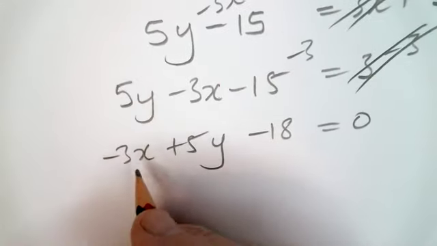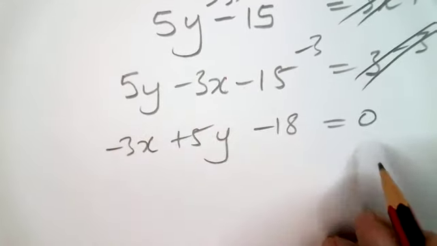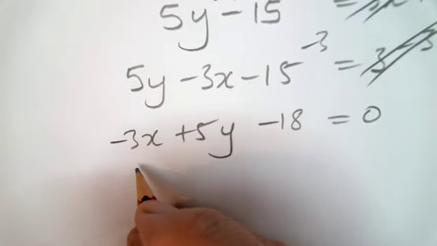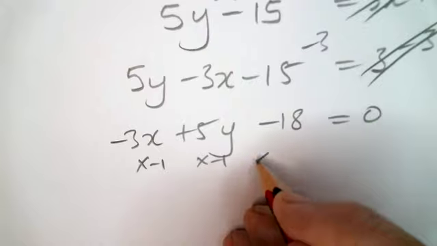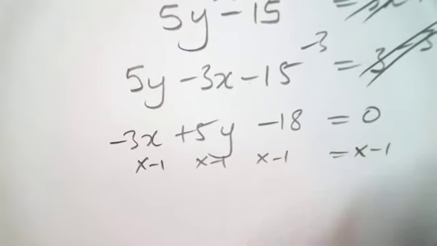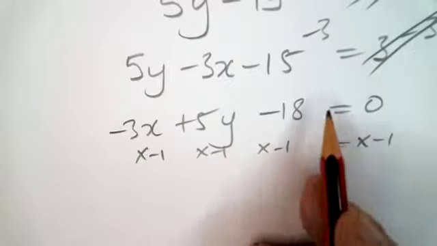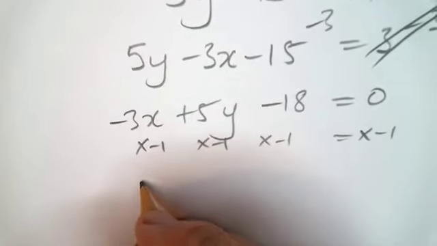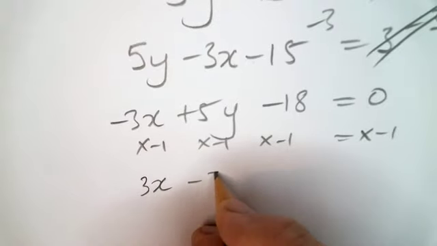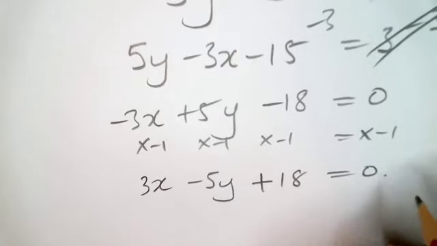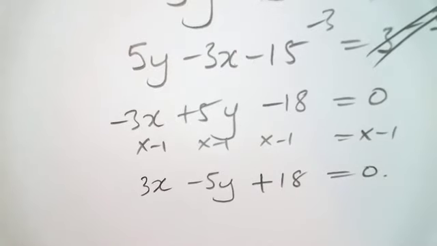Well, I really want this to be positive, so I'm going to multiply everything by -1. You could just put brackets around the whole thing and go times -1. I didn't do that. So I've got 3x minus 5y plus 18 is equal to 0. I can't really simplify it any further, and that's what we end up with.